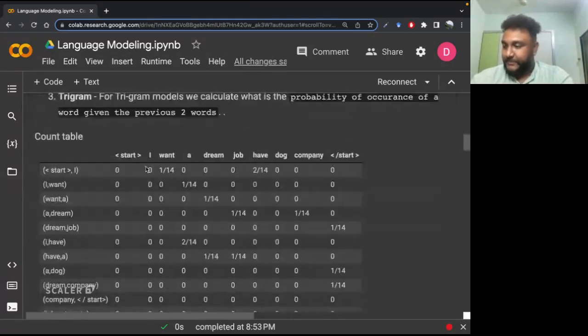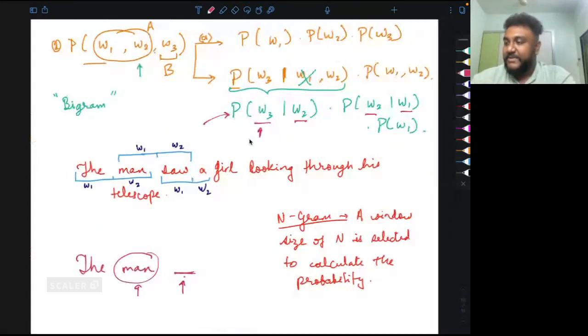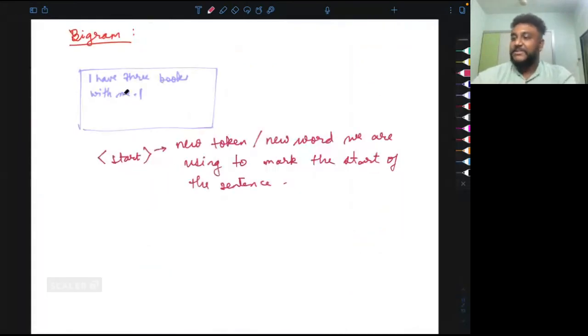Moving on. Let us now see how to go for the trigram model. Now, here is a problem. When it comes to trigram, I require two words before the start of the sentence. So let's come back to this problem for trigrams. For the same input, my user has entered this sentence: I have 3 books with me, and now the cursor is over here.